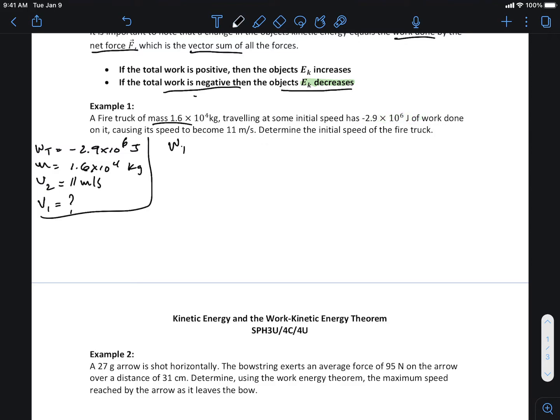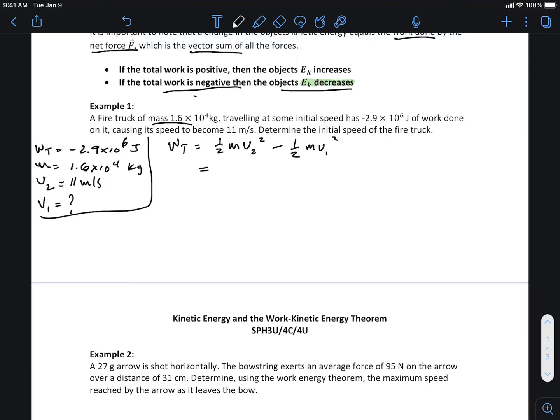So W_T will denote that work total, is equal to 1/2 mv2 squared minus 1/2 mv1 squared. This is the change, this is delta E, the change in kinetic energy, final minus initial, 2 minus 1. Now we're just going to throw the stuff that we know in.